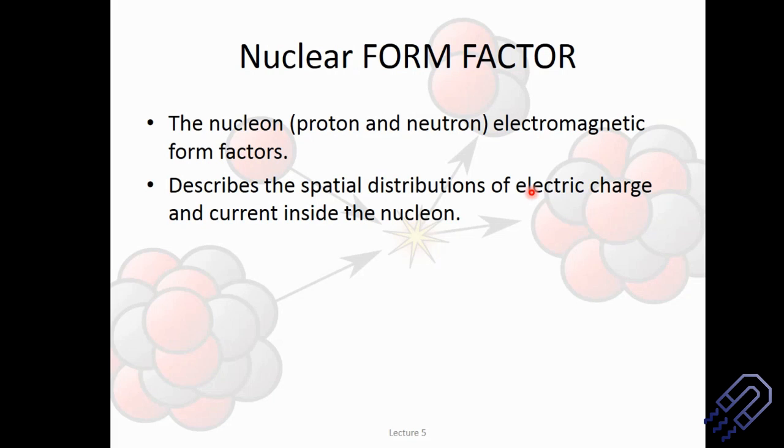So the nuclear form factor will tell you about the spatial distribution of electric charge and current. What do you mean by spatial distribution? I've written the definition later, but still I'll explain. Spatial has something to do with space. So you have the nucleon, and inside it the proton and the neutron are occupying some kind of space. In that space, how the electric charge is distributed, how the current movement is happening, and all those things are determined by the nuclear form factor.